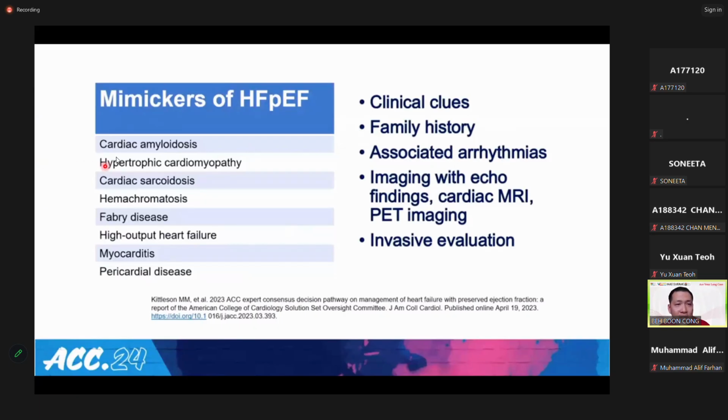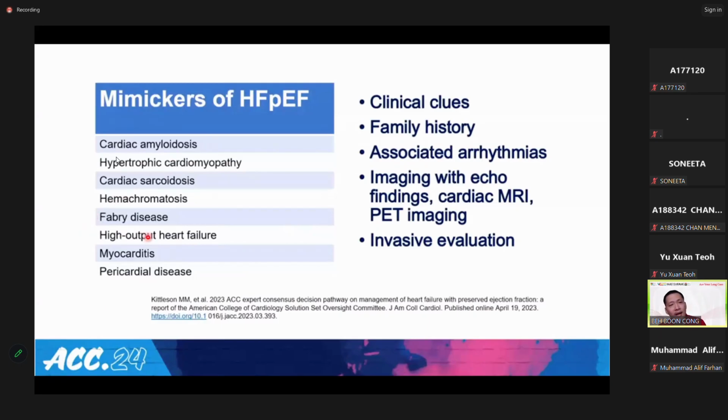Amyloidosis, like what I mentioned just now, you can have carpal tunnel syndrome, spinal stenosis, or any heart block, heart failure. Hypertrophic cardiomyopathy, important is your family history, and it usually occurs in young patients. Sarcoidosis, they have other organ involvement most of the time, either lung, skin, or brain. So they can have other involvement as well. Hemochromatosis is rare, but we always forget it.